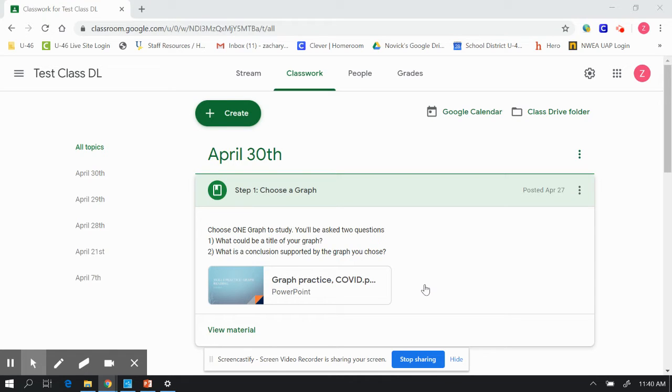Today is April 30th. Yesterday in class, you spent some time practicing reading graphs. Today in class, we're going to ask you to use those same skills to look at some graphs with data about COVID-19. So this is going to be some pretty intense, pretty cool stuff. One thing I want to emphasize is you only have to choose one graph to study.